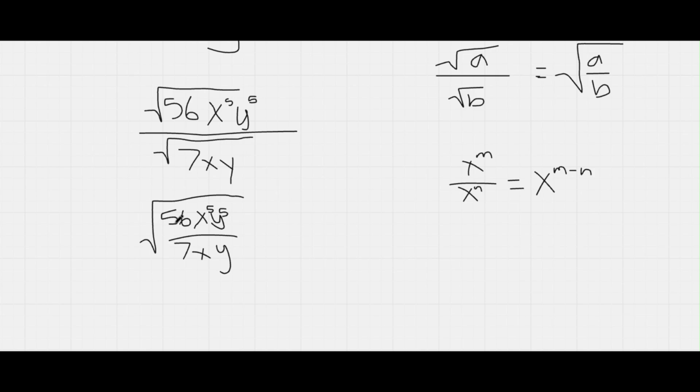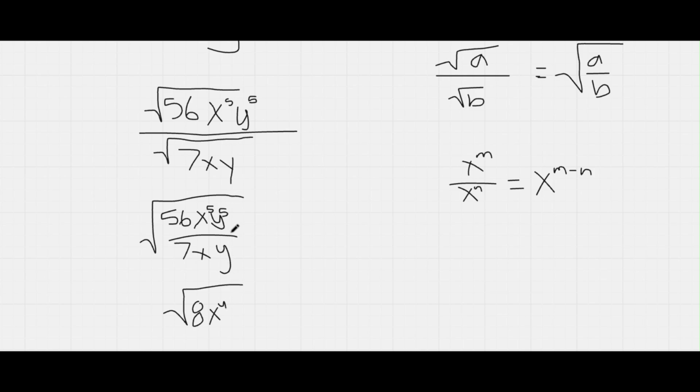56 divided by 7. Count by 7: 7, 14, 21, 28, 35, 42, 49, 56. That's 8 times. So we got the square root of 8. x to the fifth over x is equal to x to the fifth minus 1, so it's going to be x to the fourth power.